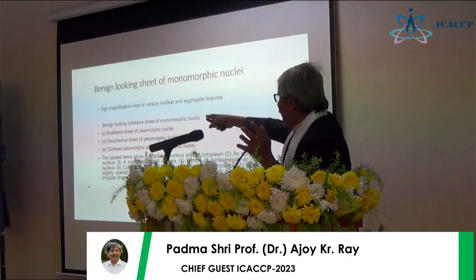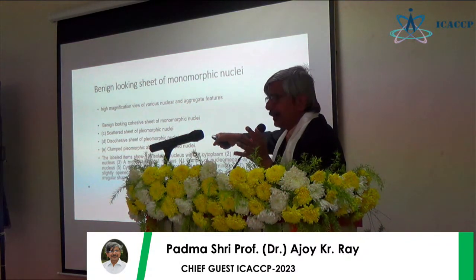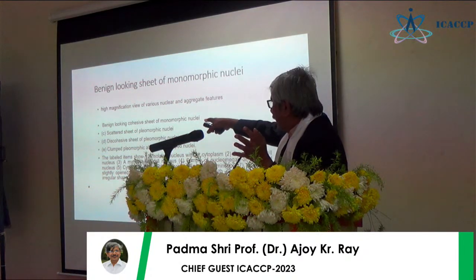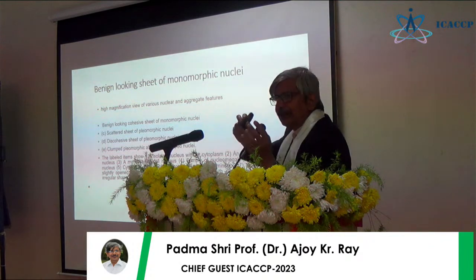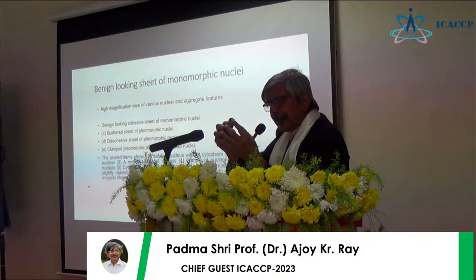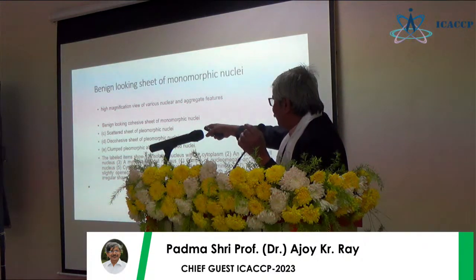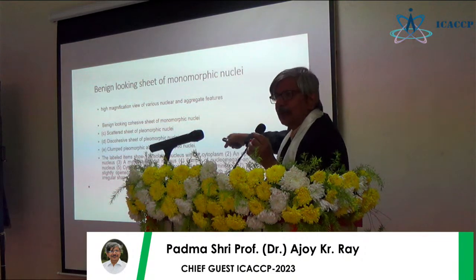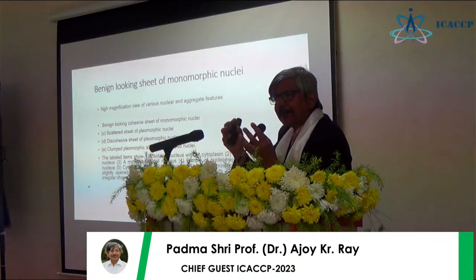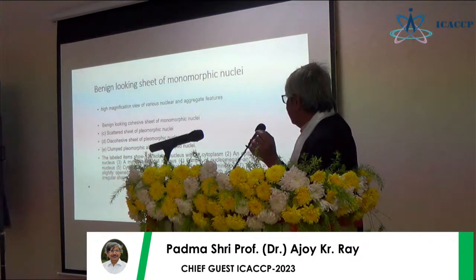So this looks like benign. In the pathological sense, we say that okay, they are benign, but they are all a scattered sheet of pleomorphic nuclei. There are a lot of nuclei clubbed together. A scattered, discohesive sheet of pleomorphic nuclei, clumped. So the nuclei are all clumped together. I'm not going into the details of that.